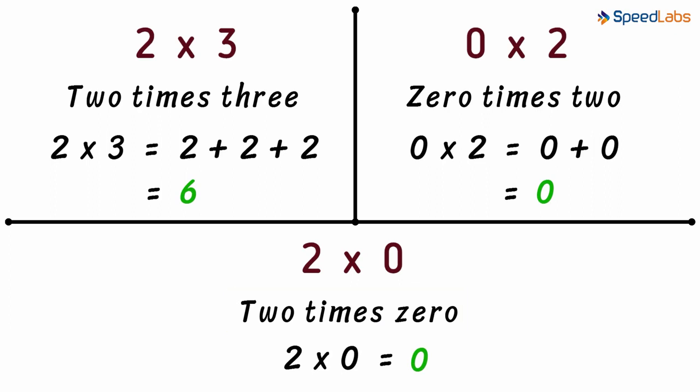I'm sure the concept of multiplying by 0 is now very clear.